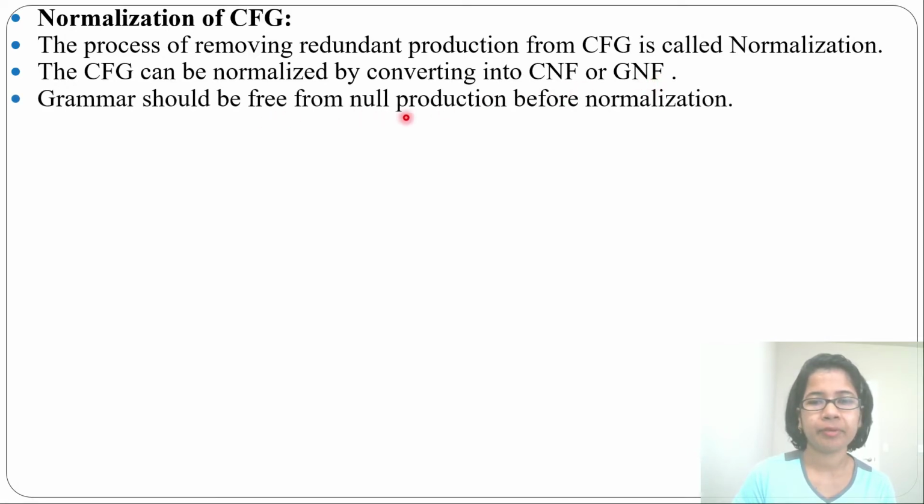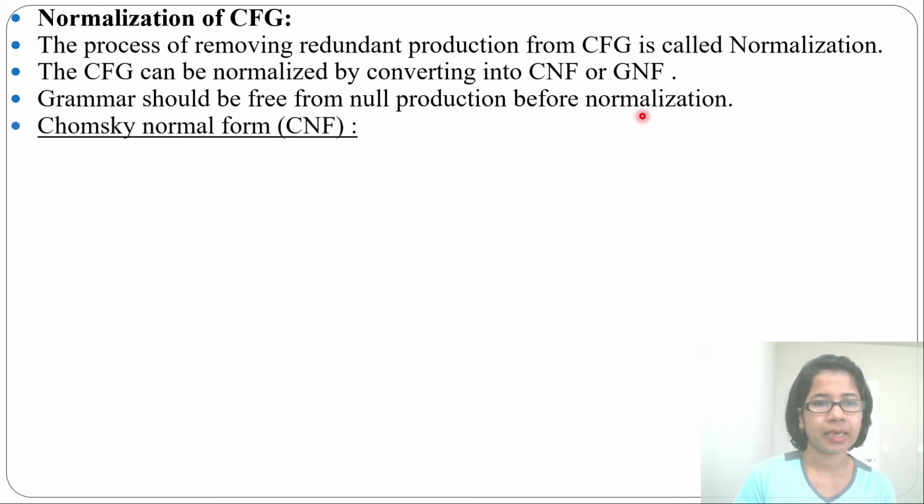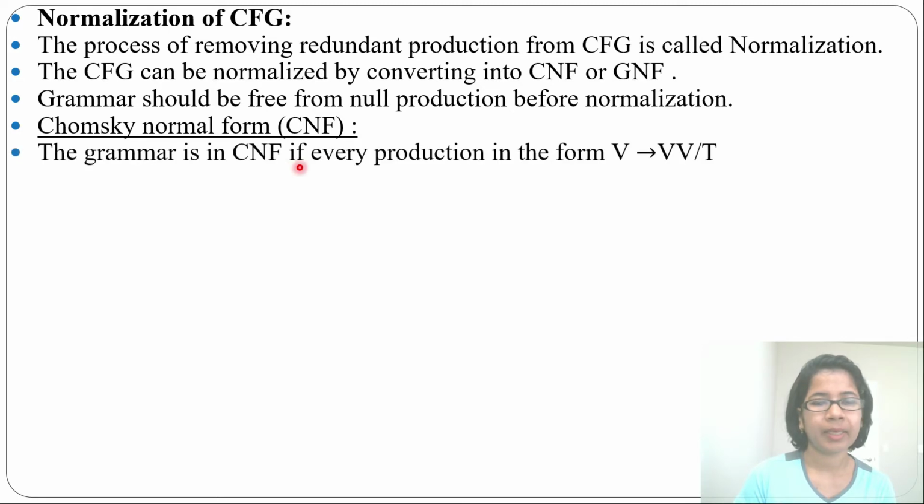Grammar should be free from null production before normalization. First we will remove the null production, then we will do the normalization. Let's discuss CNF. CNF stands for Chomsky normal form. The grammar is in CNF if every production is in the form of variable tends to variable or terminal. There should be two variables or there should be a single terminal.